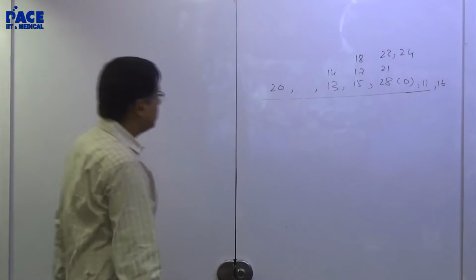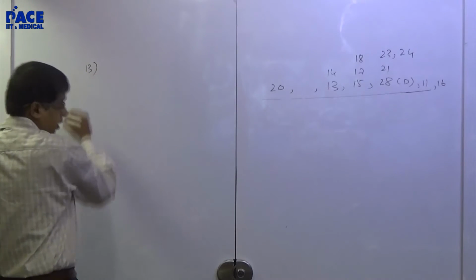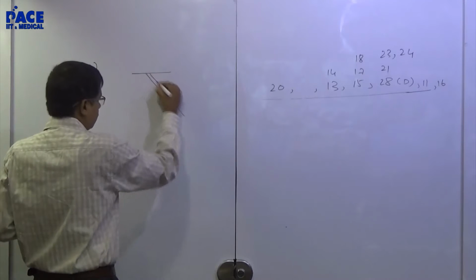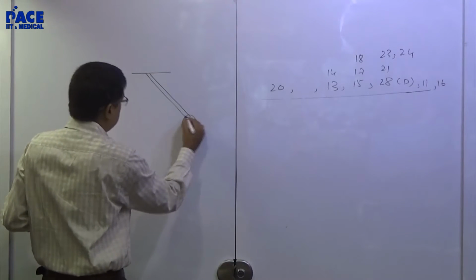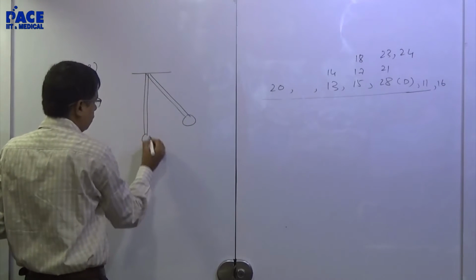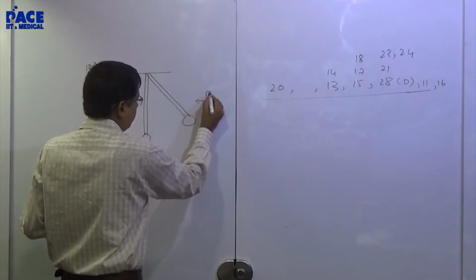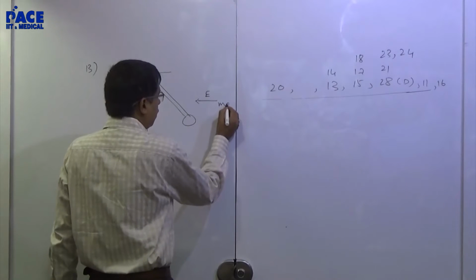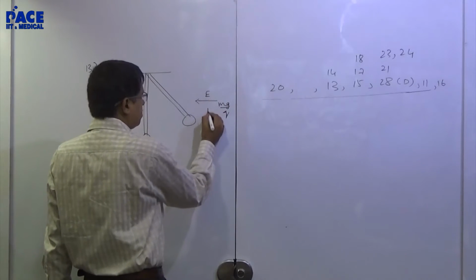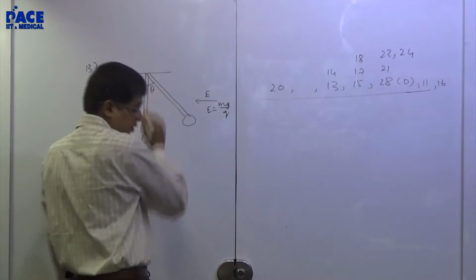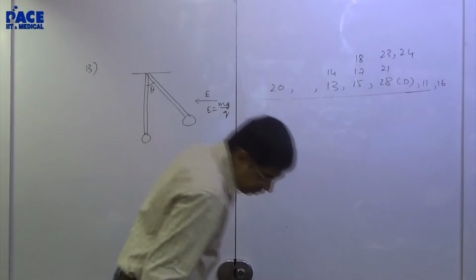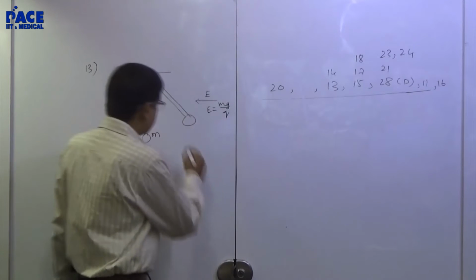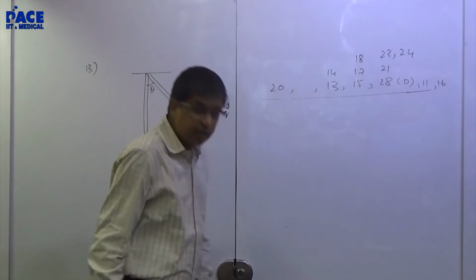Now, somebody said 13. Have a look at the 13th question. You have a field in this particular direction, mg by q. mg by q is the field. Theta, m and q. This is M.